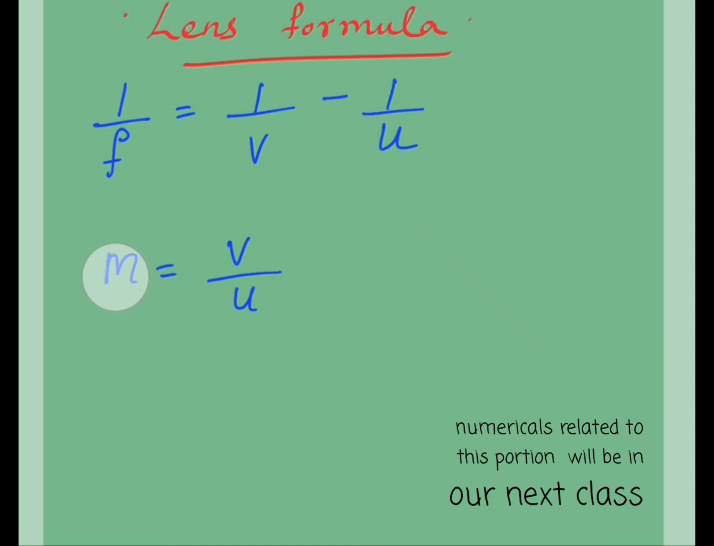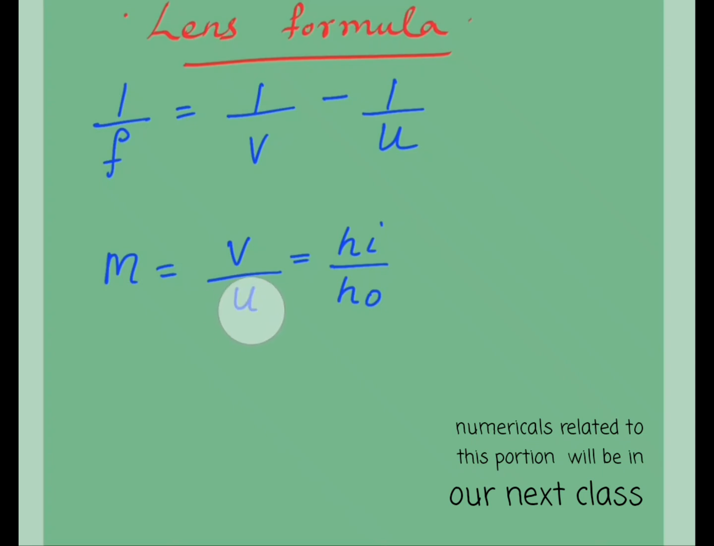Now the next formula is the formula for magnification. So the formula for magnification is m is equal to v by u, or v upon u, where v is the image distance and u is the object distance. The same can be written in terms of height. So it is height of the image divided by height of the object. So this is the formula for magnification, height of the image by height of the object, or it is V by U. Here also you have to put the sign convention depending upon the position of the image.